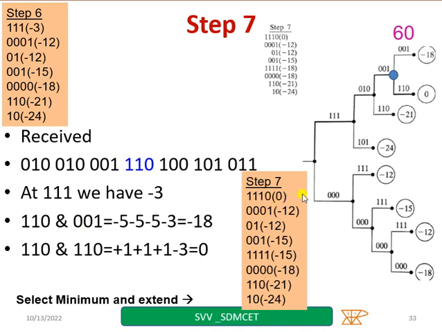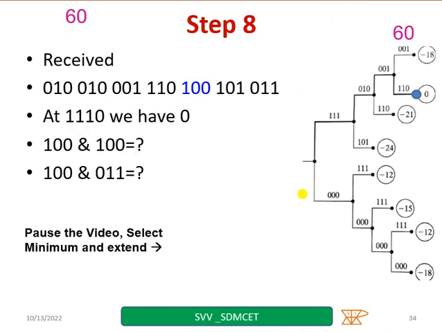Again extend the next one. Hope all of you are following. If you are not following, you can just pause the video, go back and try to repeat the calculations. You will understand better. Now this procedure I am continuing. Up to 7 I have shown.